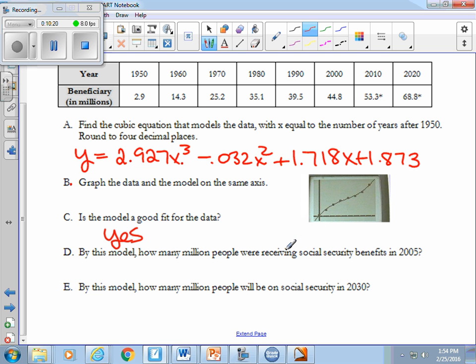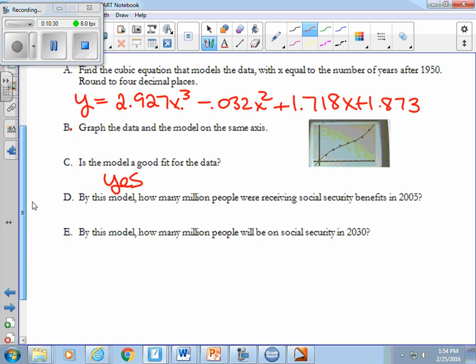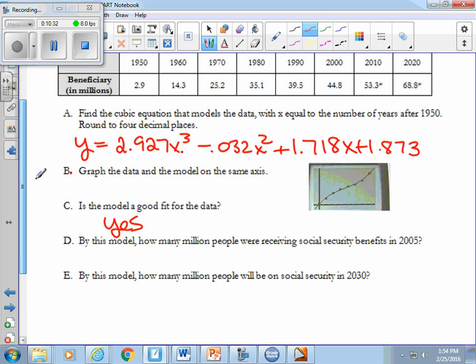By this model, how many million people were receiving Social Security benefits in 2005? How am I going to do that? What's the model they're talking about? The equation. By this equation, well, what is X again? The number of years after 1950, right?